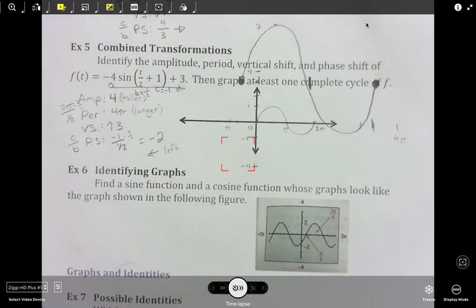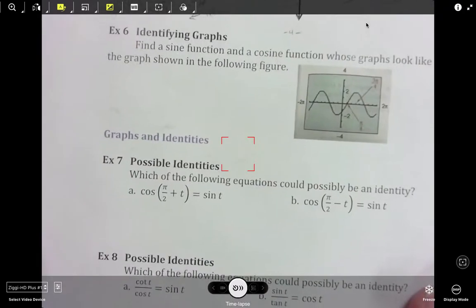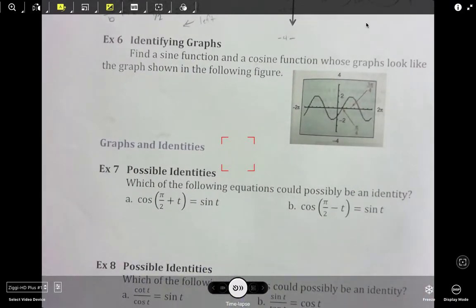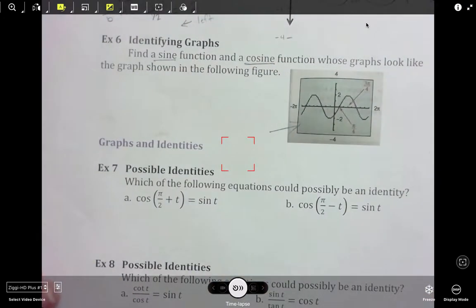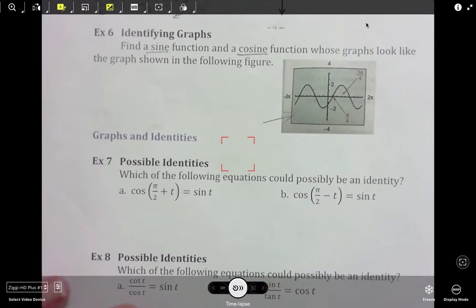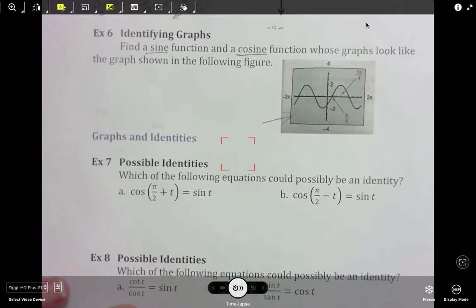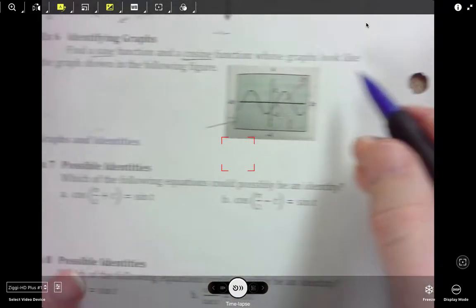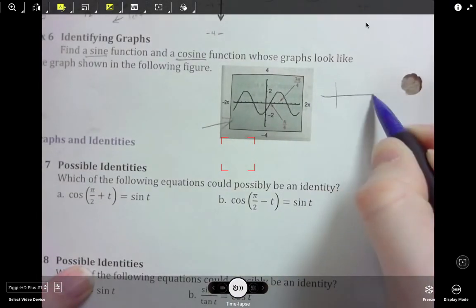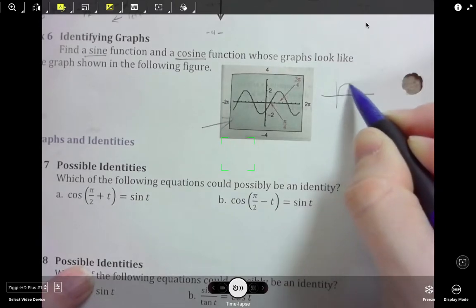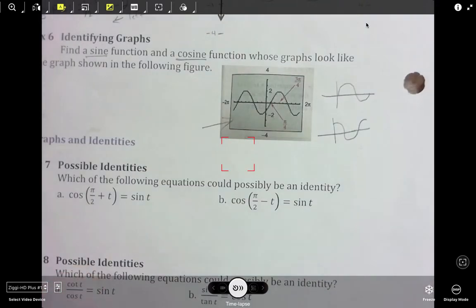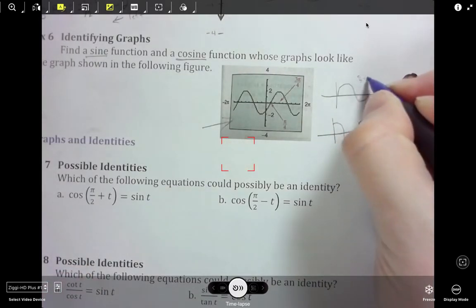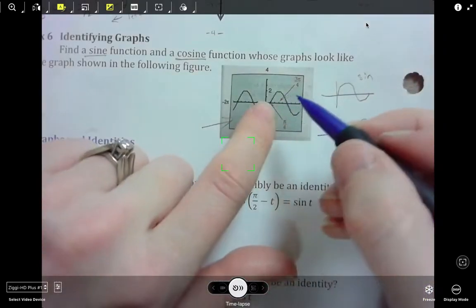All right. Okay, identifying graphs. Find a sine function and a cosine function. So they want us to write 2 different functions for this thing. How can we write 2 different functions for that thing? Well, the normal sine function looks like this guy, and the normal cosine function looks like this guy. So if this is sine, we're going to look at this guy and say, okay, how have we shifted him?